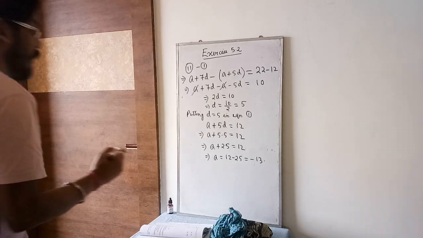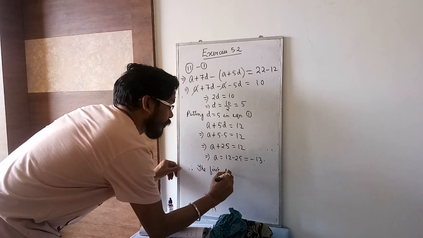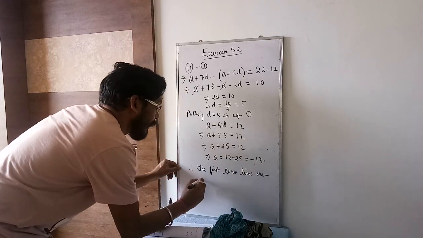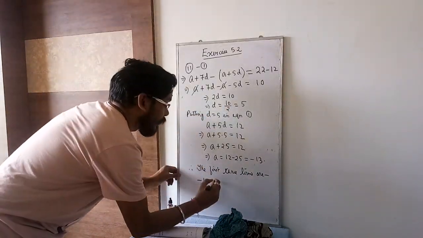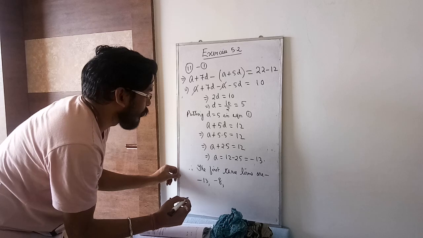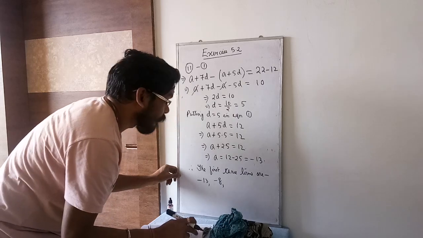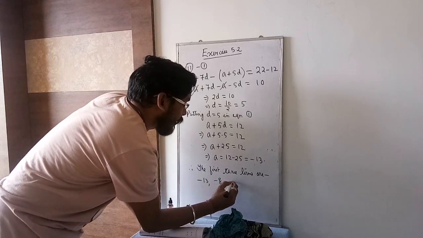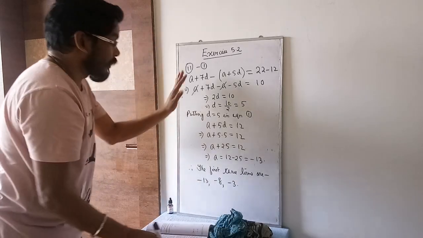Now I have to write the first three terms. Therefore, the first 3 terms are. So your first term was minus 13. To get the second term, what we will do? Minus 13 plus 5. So it is minus 8. Minus 8 plus 5, it is minus 3. So this is the first 3 terms. Okay. Take the screenshot.